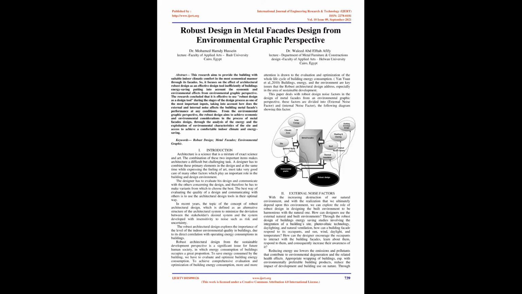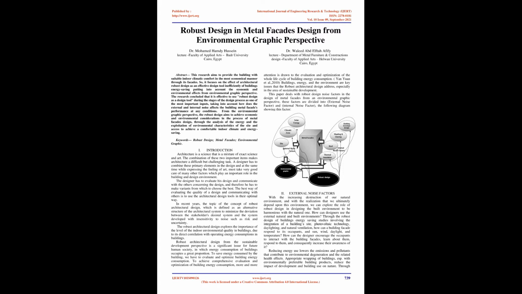Keywords: robust design, metal facades, environmental graphic. Attention is drawn to the evaluation and optimization of the whole life cycle of building energy consumption. Yan Yuan et al. 2010: Buildings, energy, and the environment are key issues that the robust architectural design addresses, especially in the area of sustainable development. This paper deals with robust design noise factors in the design of metal facades from an environmental graphic perspective. These factors are divided into external noise factor and internal noise factor. The following diagram shows these factors.